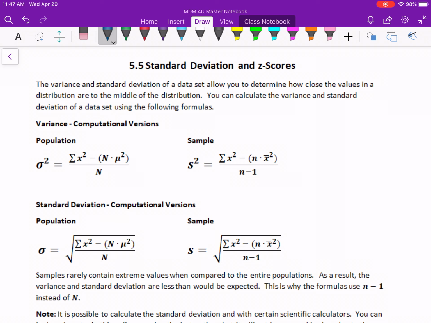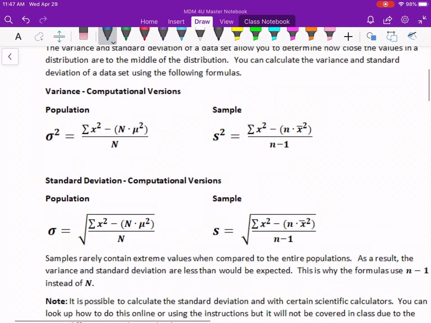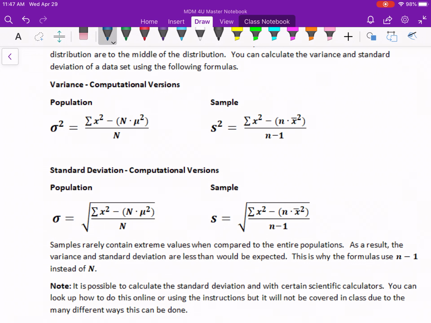The variance and standard deviation of a data set allow you to determine how close the values in a distribution are to the middle of the distribution. In this case, we're going to use the mean as what we mean by the middle. You can calculate the variance and the standard deviation of a data set using the following computational formulas. You see four formulas on the screen here. They're really slight variations of the exact same thing. The two top ones are just the difference between population and sample.